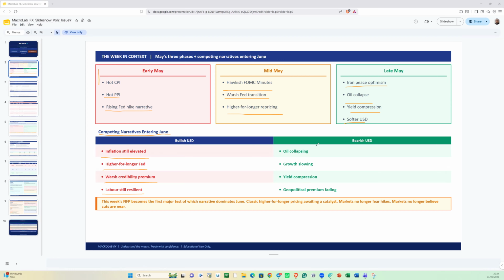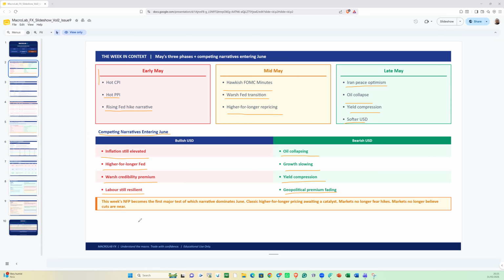What will happen if we should see a bearish USD in the month of June? Then oil has to collapse. We'll see oil prices coming down bit by bit, we could see growth slowing, yields compressing lower, and the geopolitical premium fading away. If we see geopolitical tension fading away, or any of this, we could say the USD should start pricing lower, or weaken a bit.